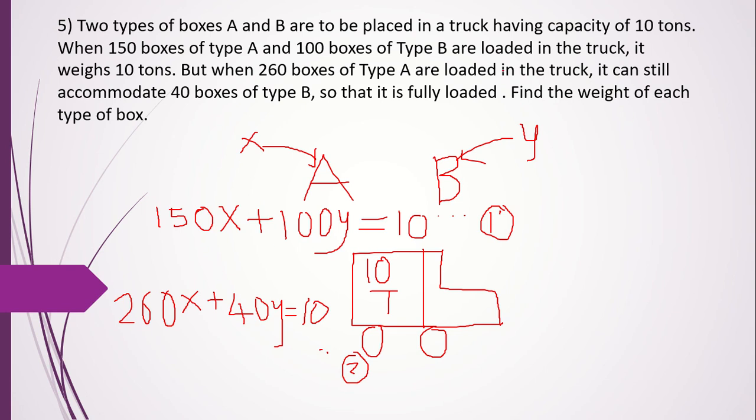What are we asked to find finally? It can still accommodate 40 boxes of type B so that it is fully loaded. Find the weight of each type of box. So we have assumed the weight of an A type box as X ton, and of a B type box as Y ton. But actually how much is it? Once we find the value of X and Y, we will know. So let us find that out now.